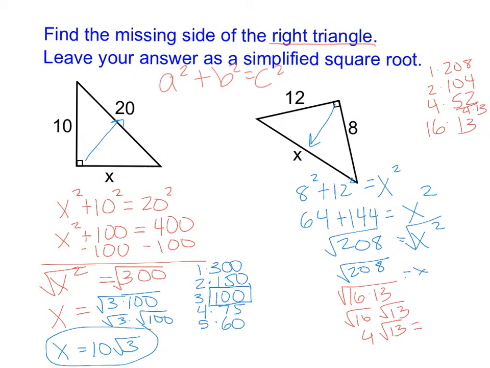And that's your answer. So this is where the square roots come into play when we don't want decimals, we simplify our square roots with something like the Pythagorean theorem.